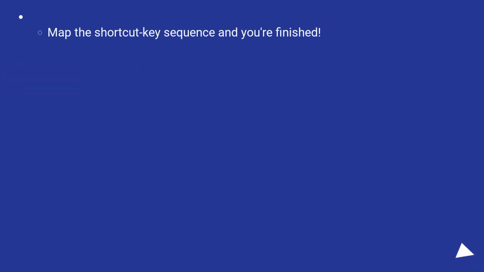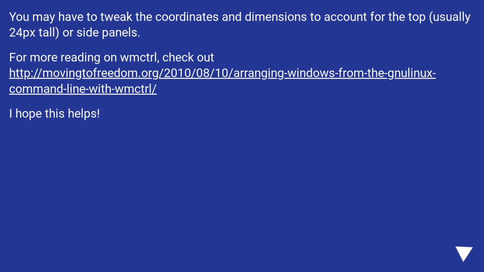Map the shortcut key sequence and you're finished. You may have to tweak the coordinates and dimensions to account for the top, usually 24px tool, or side panels. For more reading on wmctrl, check out this URL. I hope this helps.